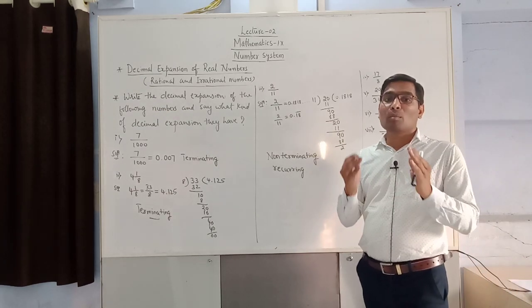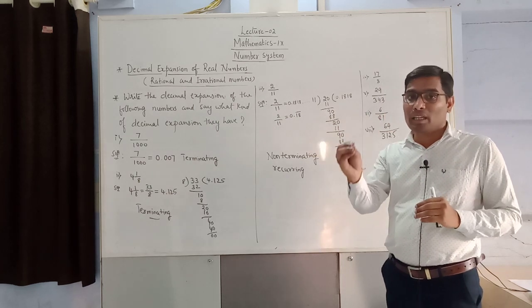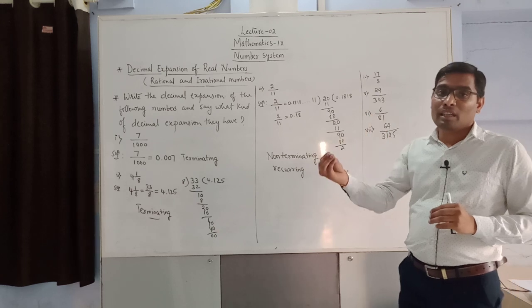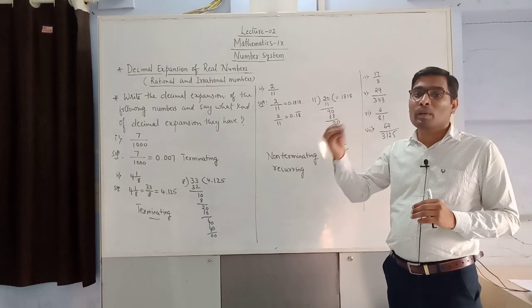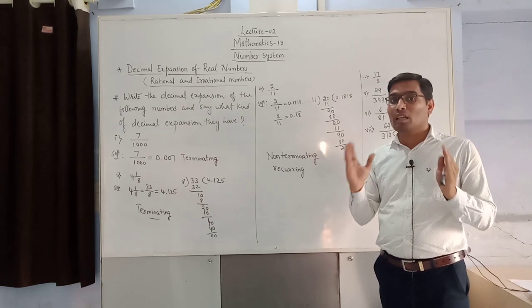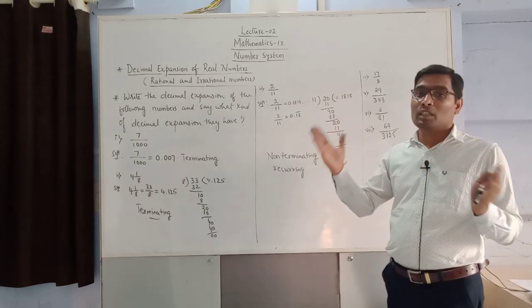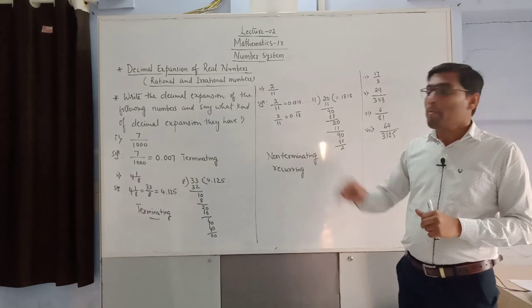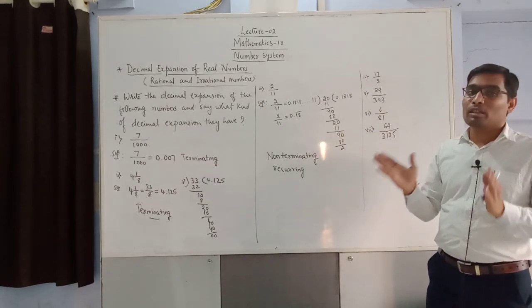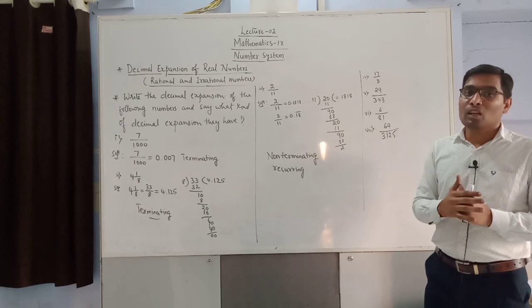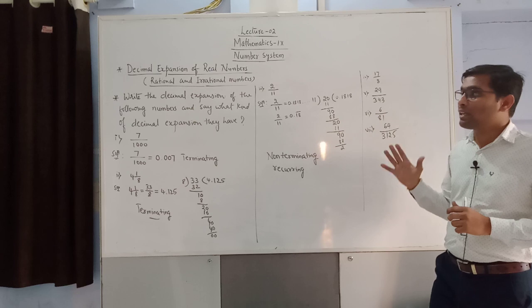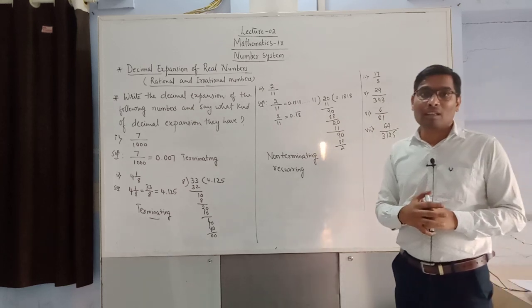That is, the numbers whose decimal expansion is terminating, meaning ending, or non-terminating recurring, meaning not ending but the digits are repeating, those numbers are called rational numbers, and the numbers whose decimal expansion is non-terminating and non-recurring are called irrational numbers. So this is regarding the decimal expansion of rational and irrational numbers.